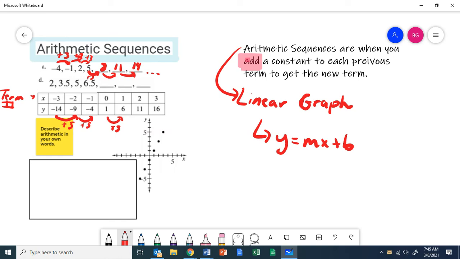Now, we have to remember that sequences are discrete, which means they only happen at the points. So it'll be only at these points, and we would not connect these with a line. That's why you can see here on this graph, they're just the dots that have been plotted. So that's what an arithmetic sequence is.